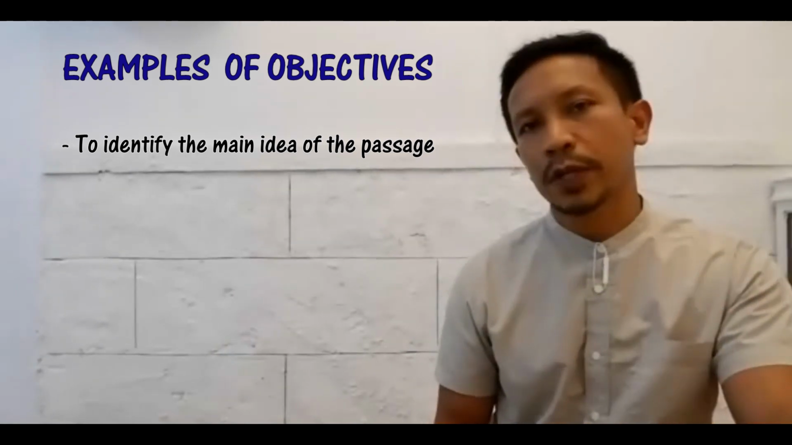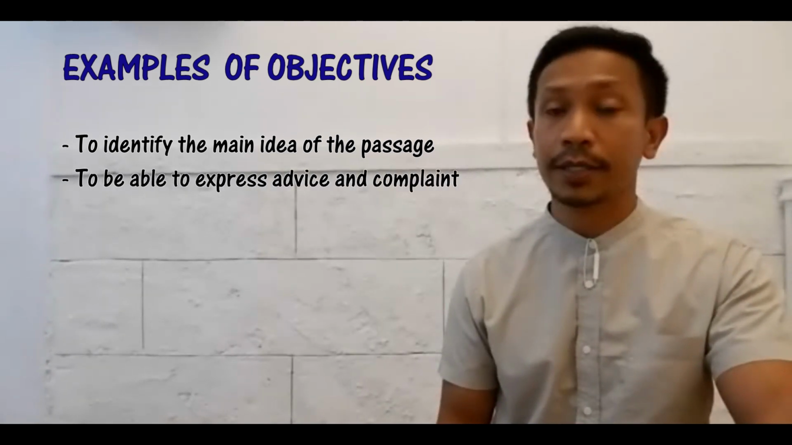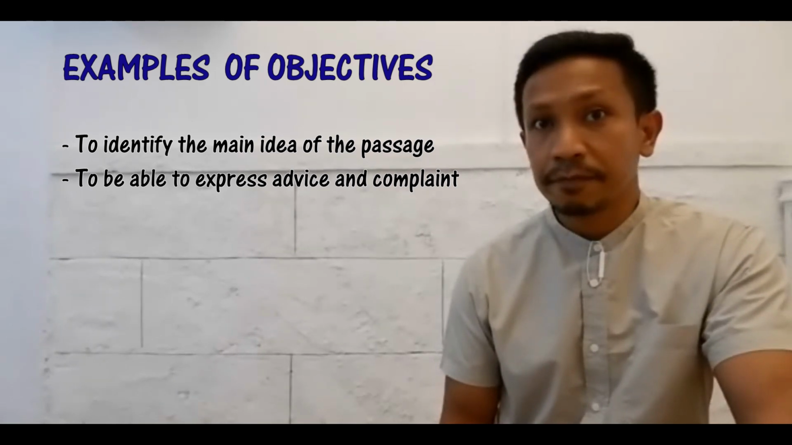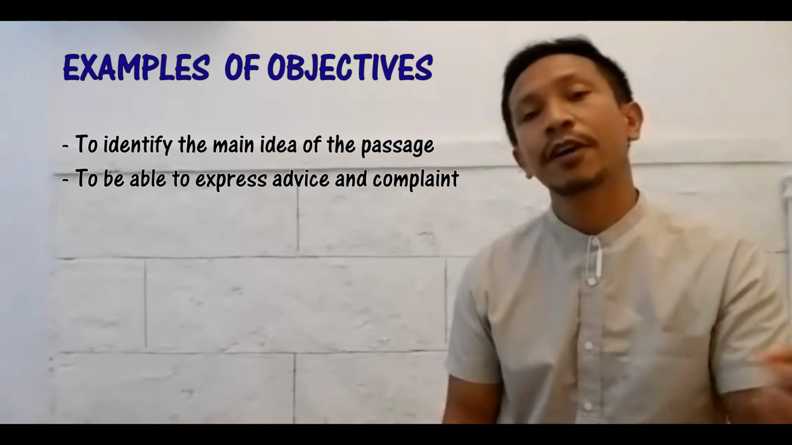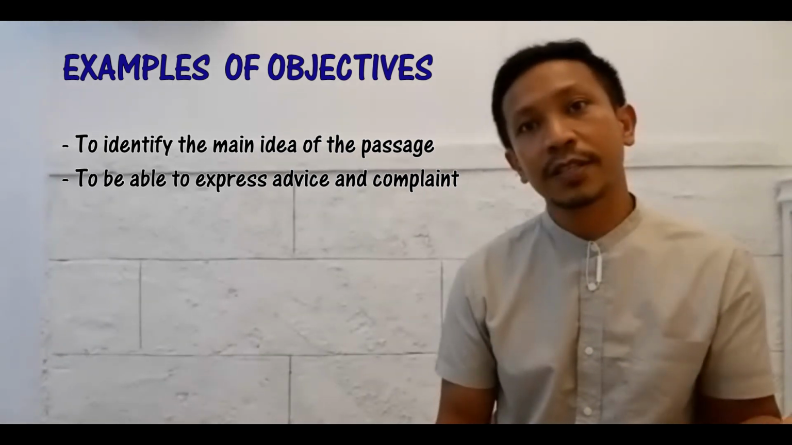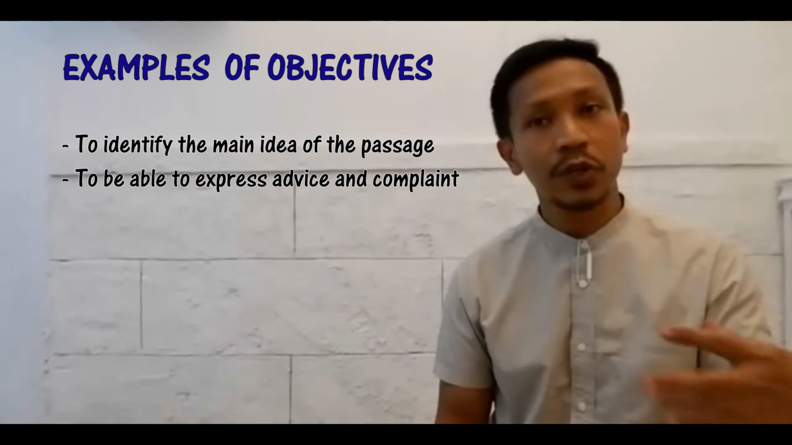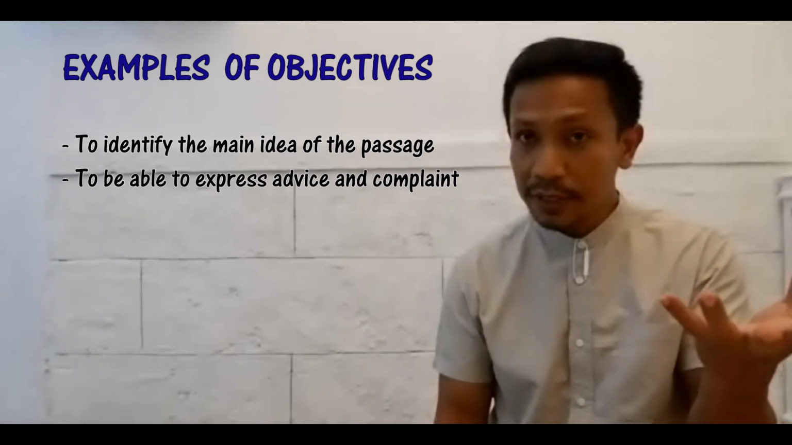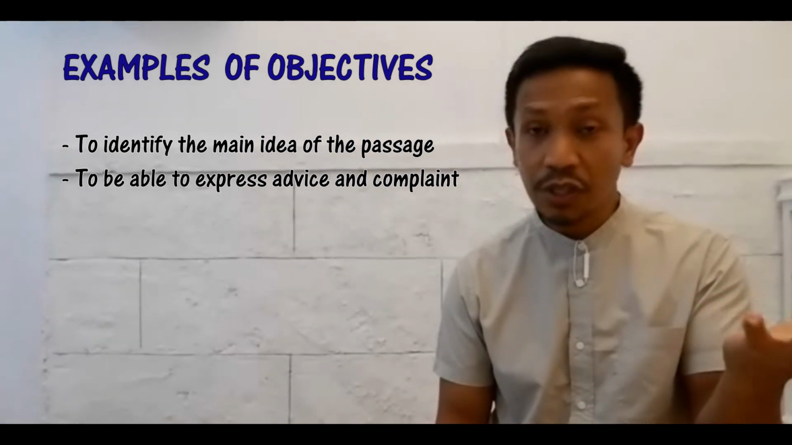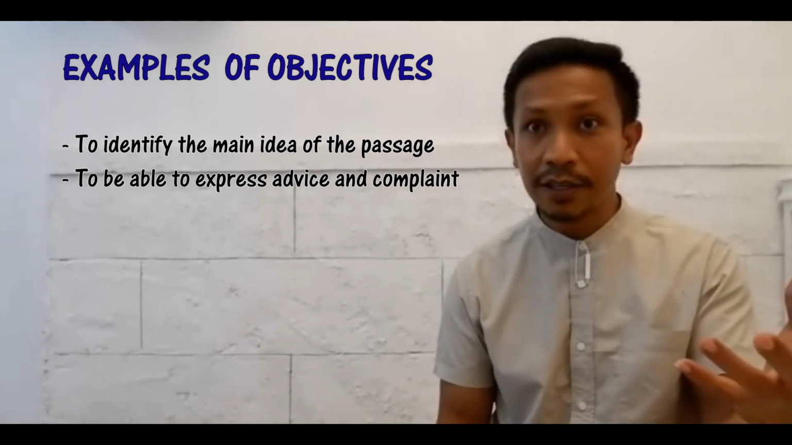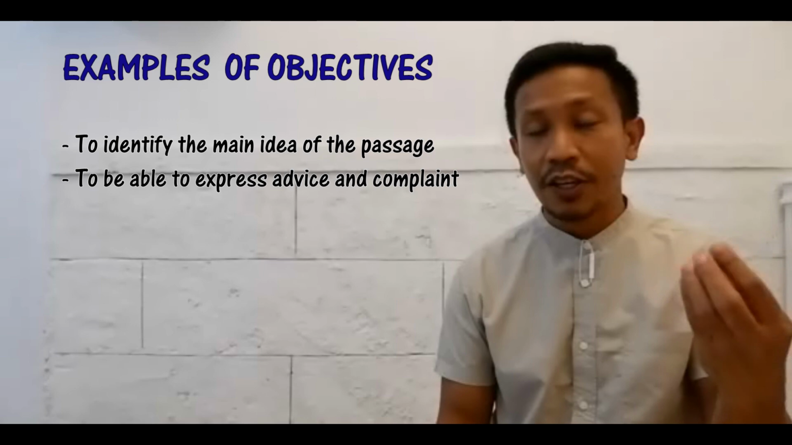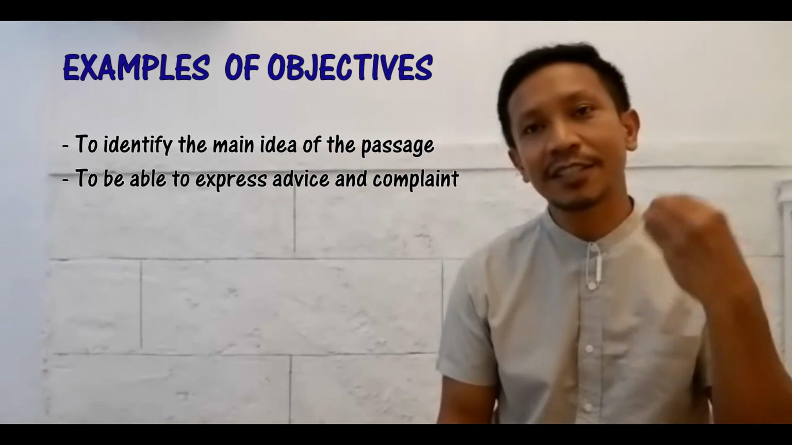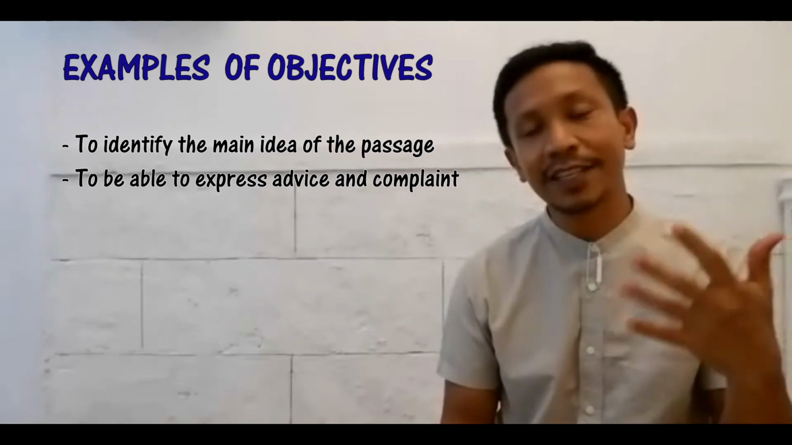Okay. See the next one. To be able to express, advise, and complain. What does it mean? It means that if I ask you to express, advise, and complain, and I give you examples and I teach you about them, and at the end of the course I am asking you to practice, and then you know it, then that means you fulfill the objective, or the objective of the lesson is attained. Because I can see that, I can mark it.